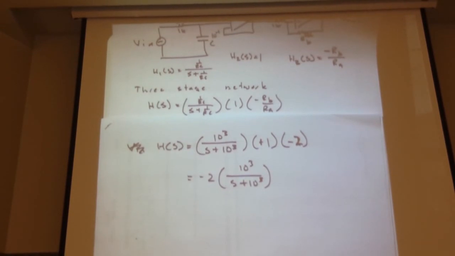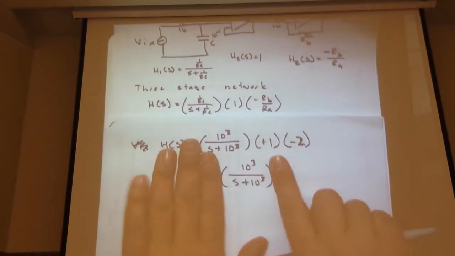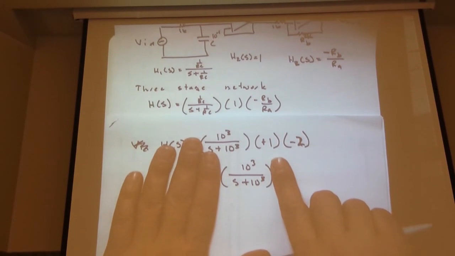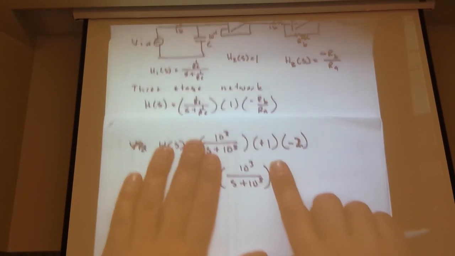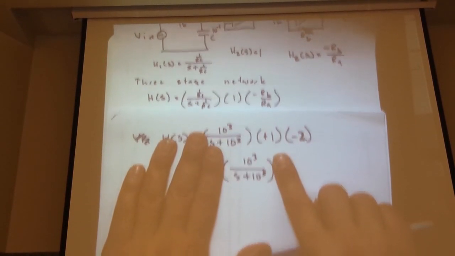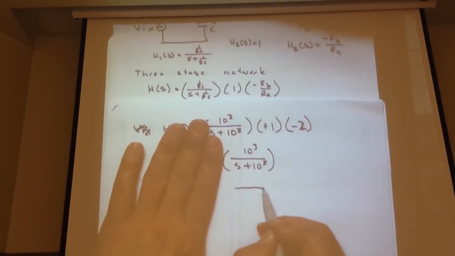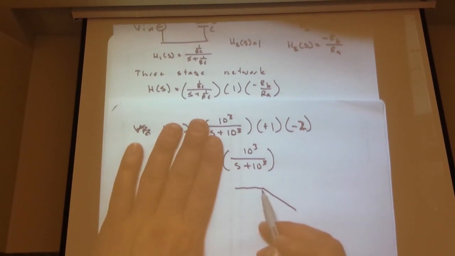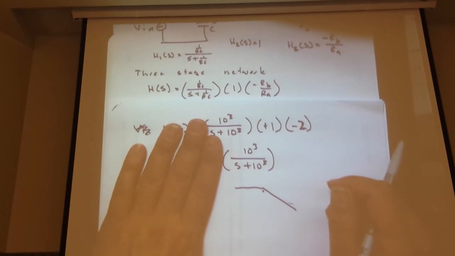What is this? Circuit-wise. What type of response is this? Or filter-wise? It's a low-pass filter, right? For S less than 10 to the 3, this has a Bode plot that looks something like that. Constant, minus 3 dB correction, minus 20 dB per decade. Do we agree?